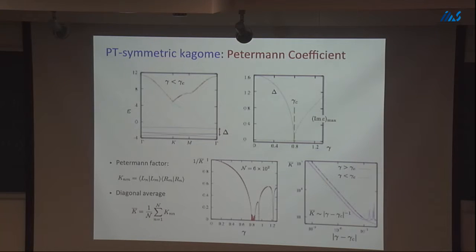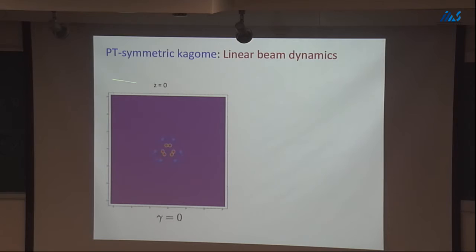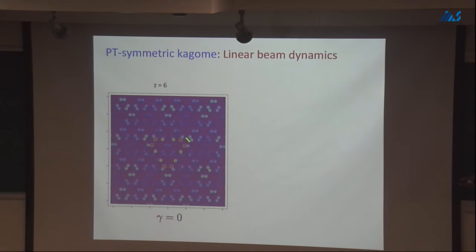So one more thing about this system. Now we'll do some linear beam dynamics. So I'm going to first show you the PT-symmetric phase, no gamma there, no gain and loss. And then as you go along the direction of propagation, you will see that this basically oscillates. So this is for gamma equal to 0. This local structure basically oscillates like this, nothing interesting.